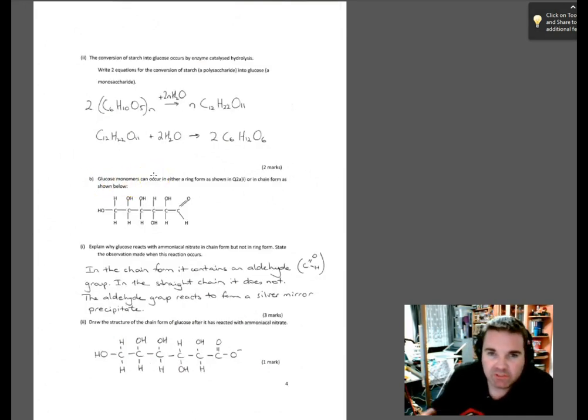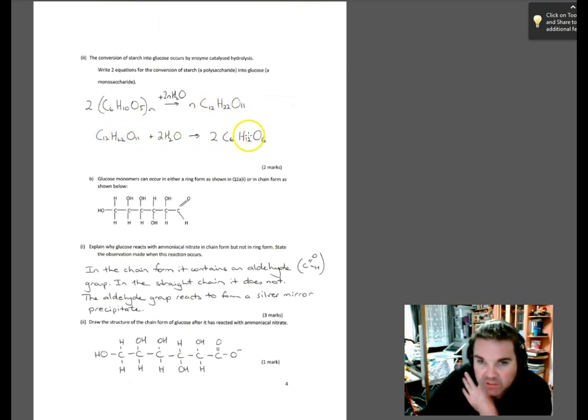It then says conversion of starch into glucose occurs by an enzyme catalyzed hydrolysis. Write 2 equations for the conversion of starch into glucose. You could really get away with 1 equation, and in the exam they'll probably ask you that, just having starch going to glucose. The 2 equations they're looking for are firstly starch to a disaccharide like this, and then a disaccharide to a monosaccharide. But if you can just remember this starch reaction to glucose, if you went straight down that way, you'd be fine as well.